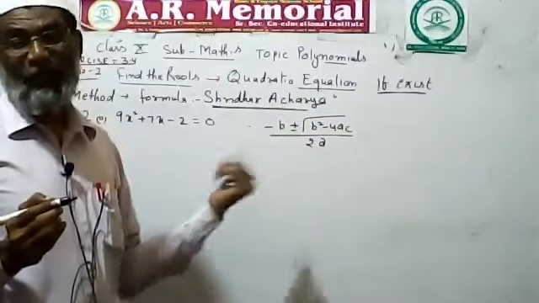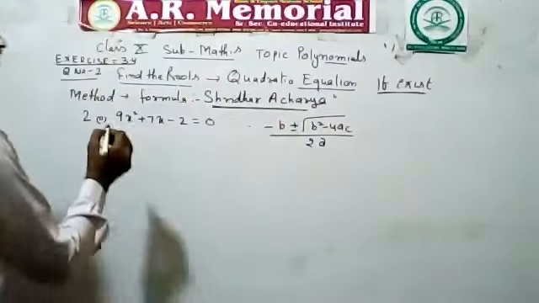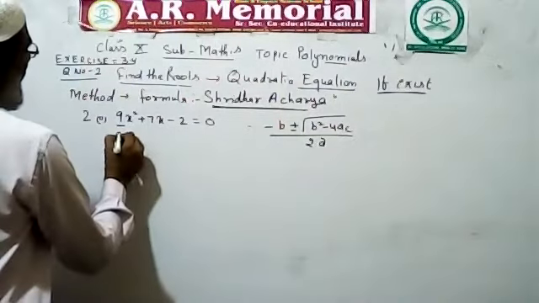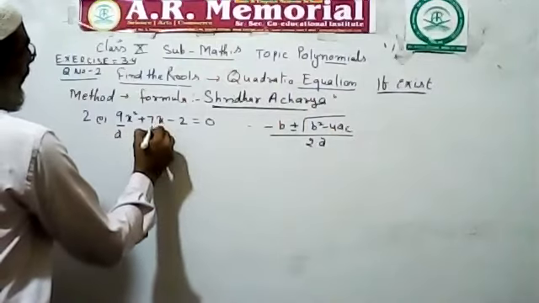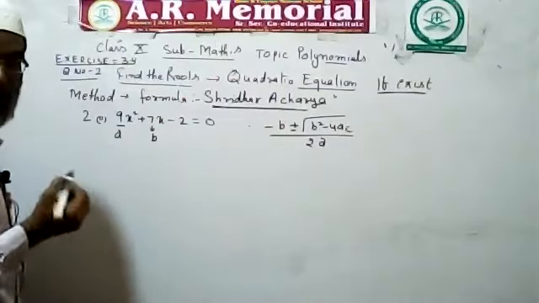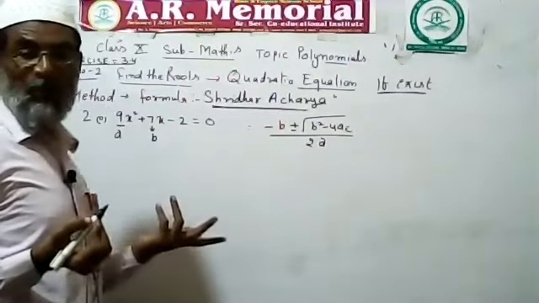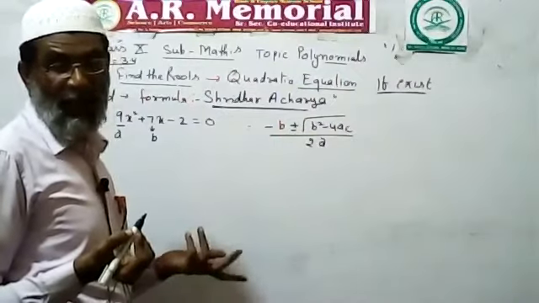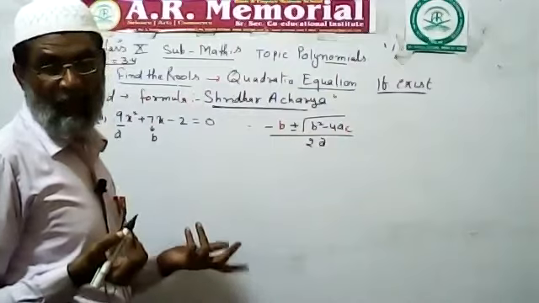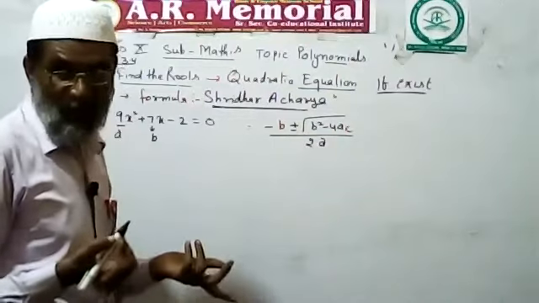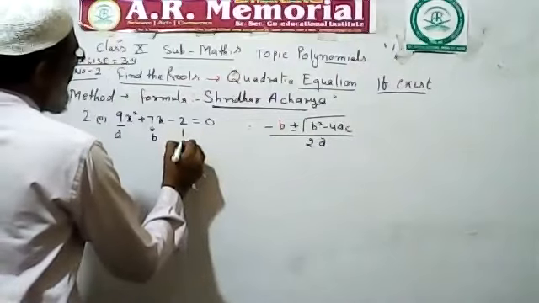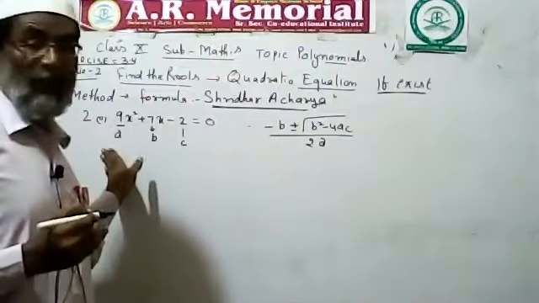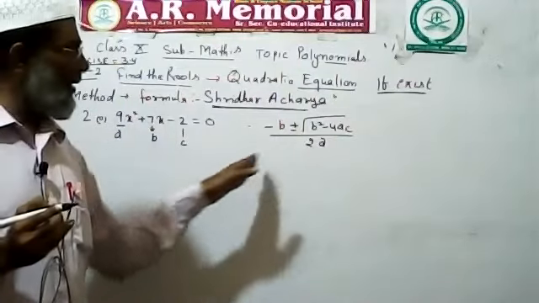Sir, where do we put a, b, c here? No problem. This 9, the coefficient of x square, is equal to a. The coefficient of x is b. Coefficient of x square is a, coefficient of x is b, and the normal number, or only number, we consider c, the constant. So this one is c. Now we want to put these values of a, b, and c in this formula.